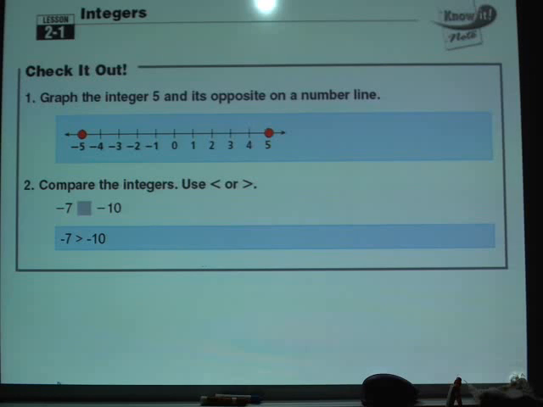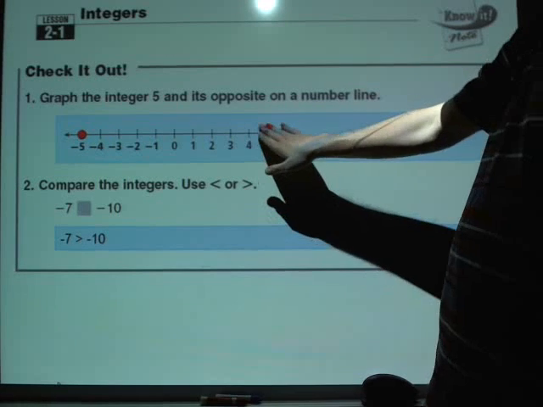Okay, so let's conclude Chapter 2, Section 1 with the check it out examples here. Here, we're asked to graph the integer 5 and its opposite on the number line. So 5 is pretty easy to plot because it appears directly on my number line. I put the dot on top of 5.